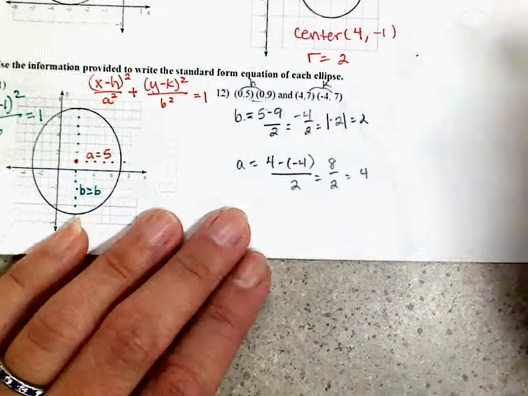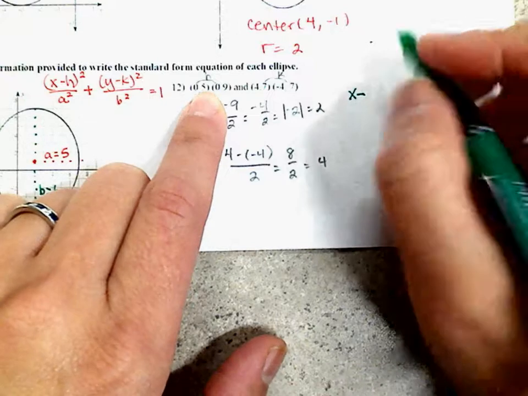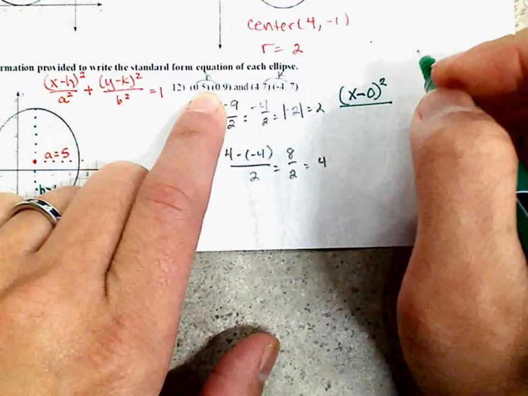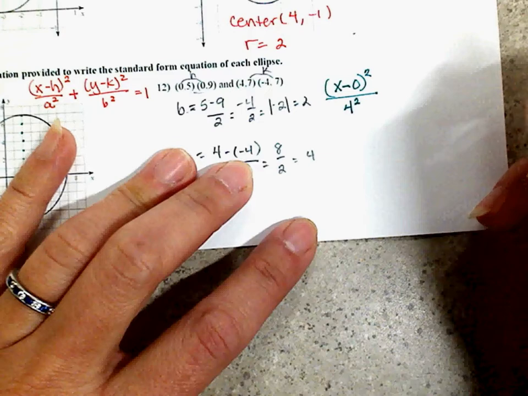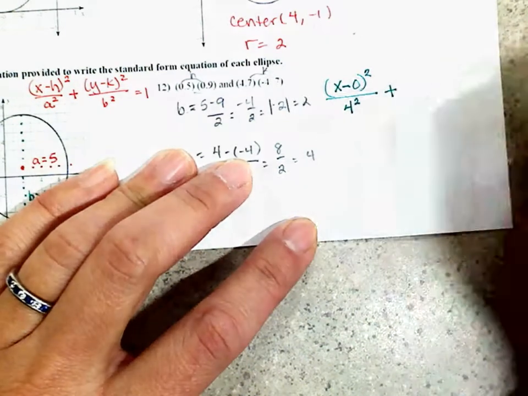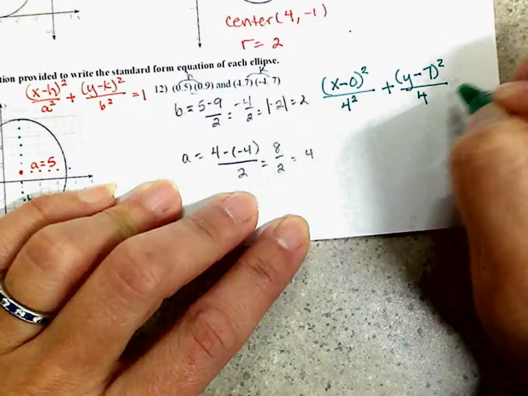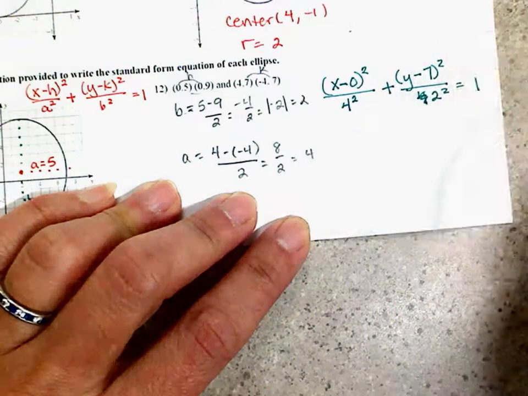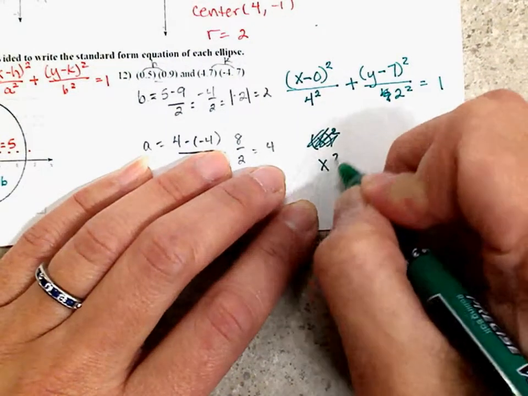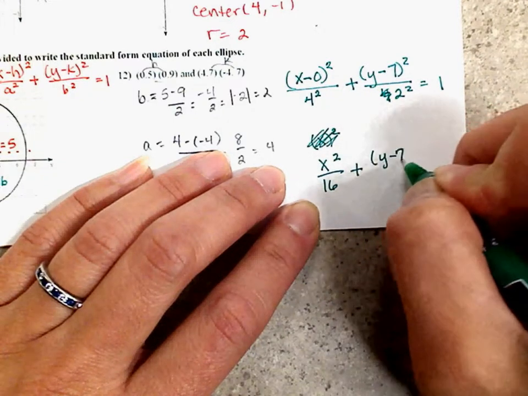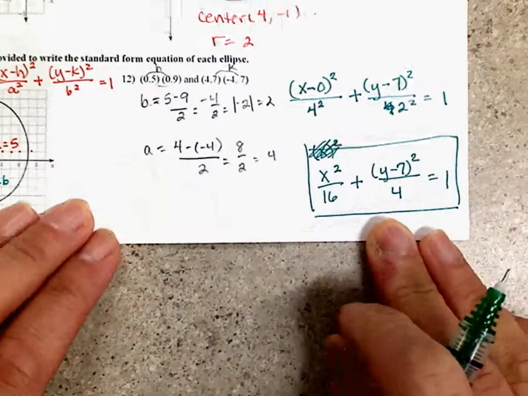Now you can write your equation. Let me do that in green. (x minus, what is your h? 0) squared over your a, what is your a? 4 squared, okay? Plus, it's an ellipse, (y minus your k, which is 7) squared over 2 squared, which is 4. Equals 1. Now let's simplify. So x squared over 16 plus (y minus 7) squared over 4 equals 1. So there you have your answer for number 12. We will continue in a moment.